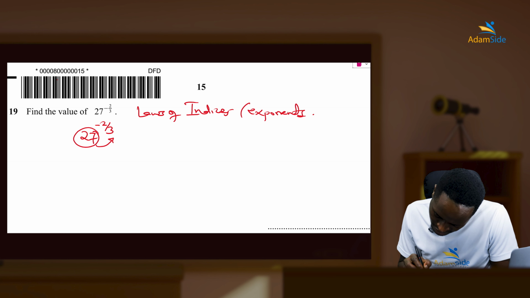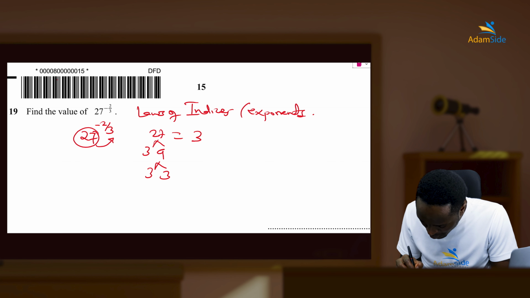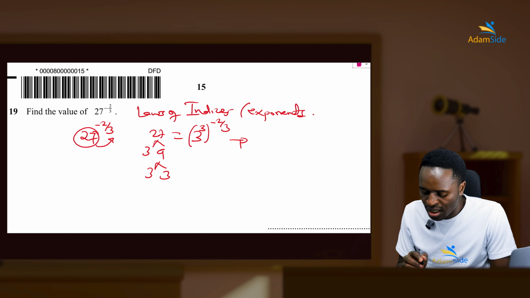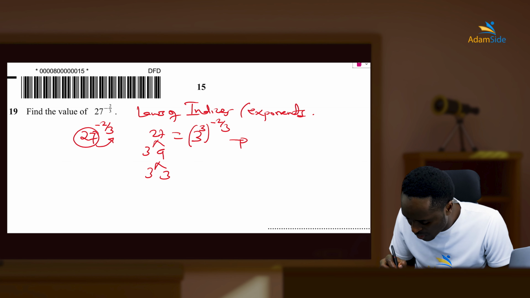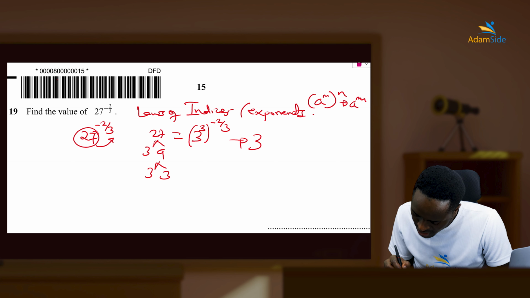So 27 in terms of 3, 27 is divisible by 3, there, 9, 3, 3. If you write it in terms of base and powers, it will be the same as 3 power 3, just 27, and then outside you have power 2 over 3. Then we go back to the law of indices. How do we open the powers of bracket? When you have a power m and outside n, you keep a and then multiply the powers, mn. Therefore you do the same. So 3, then multiply the powers, 3 times negative 2 over 3.